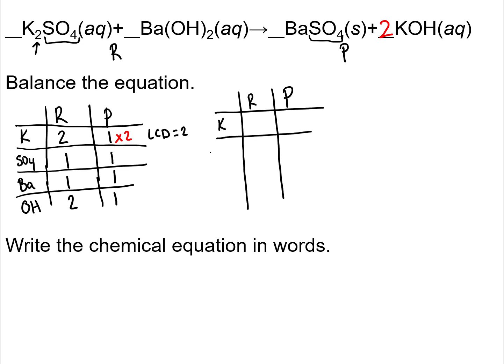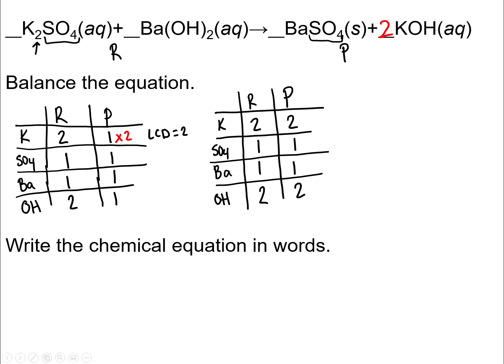I remake my chart, and then I see where I am after I made that addition. So I've still got the same thing on the reactant side, but I've changed the products a little bit. So now I have 2 potassiums and 2 hydroxides. Well, it looks like I'm balanced, right? So I've got the same number of elements or ions on both sides.